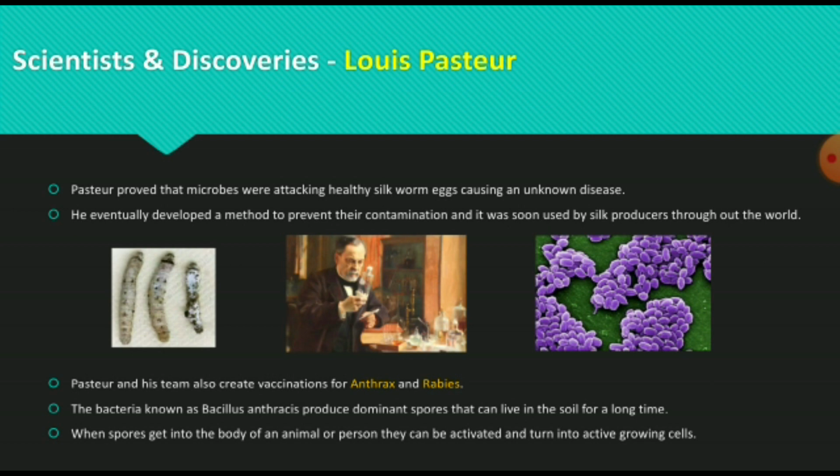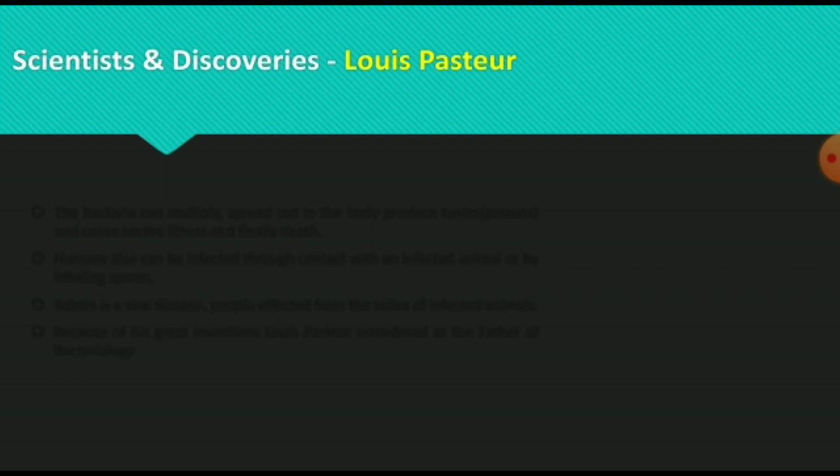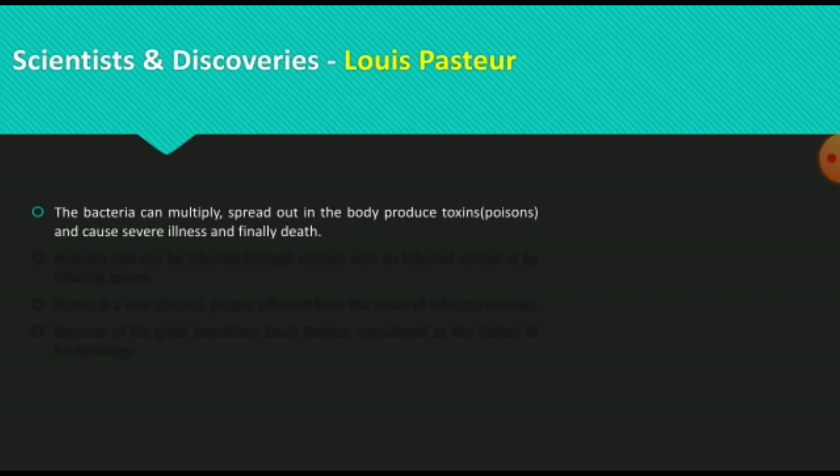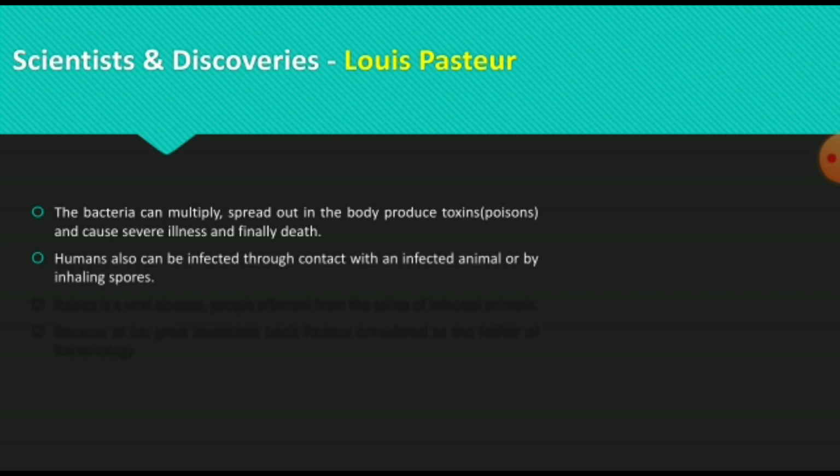Anthrax is a rare and serious illness that mainly affects animals. This disease is caused by a bacteria named Bacillus anthracis. It produces some spores. Those spores can live in the soil for a long time. When the spores get into the animal body, they become active and grow and also produce some toxins, causing severe illness and even death. Humans also can be infected through contact with an infected animal or by inhaling spores.